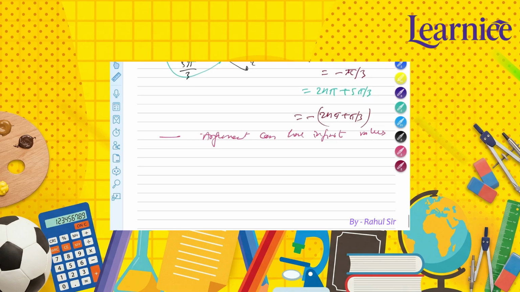But there is something called the principal argument. So to distinguish from the argument, we have the principal argument. We use the word principal argument.